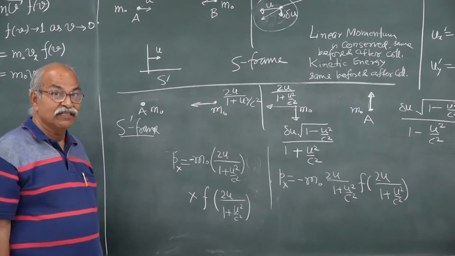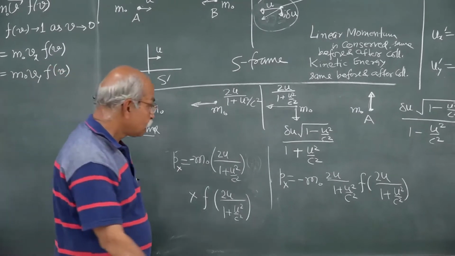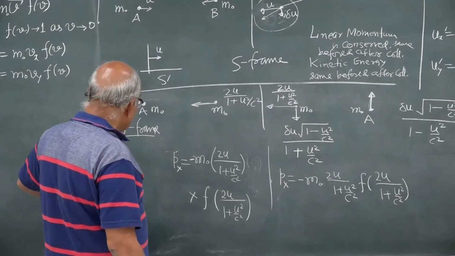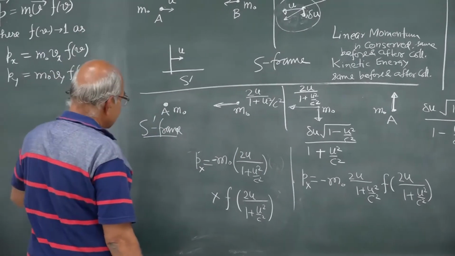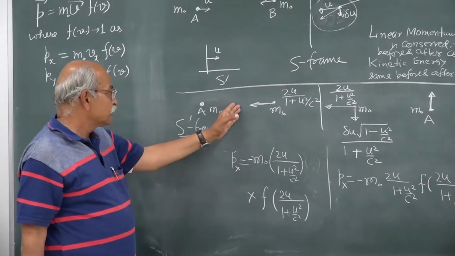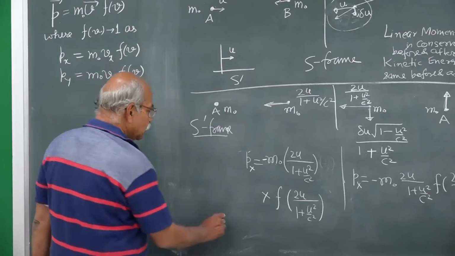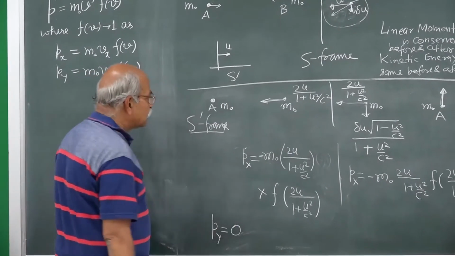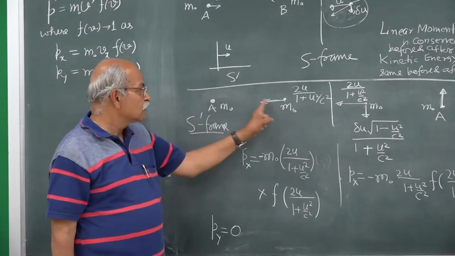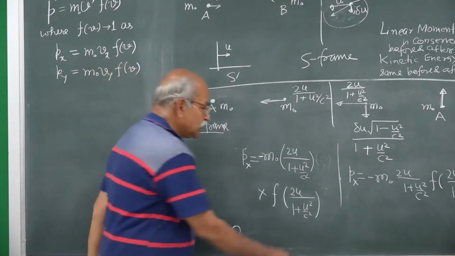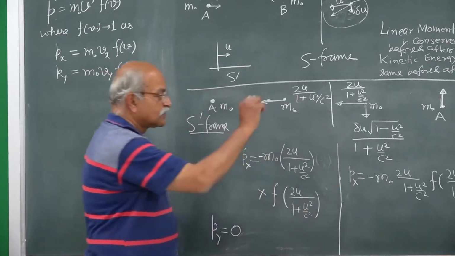Now comes the crucial thing, the y component. For the y component, you know the y components, and therefore you can write the momentum in the y direction before the collision, and that is py equal to 0, because this is at rest and this is going in the x direction, the negative x direction. So py is 0 before the collision.